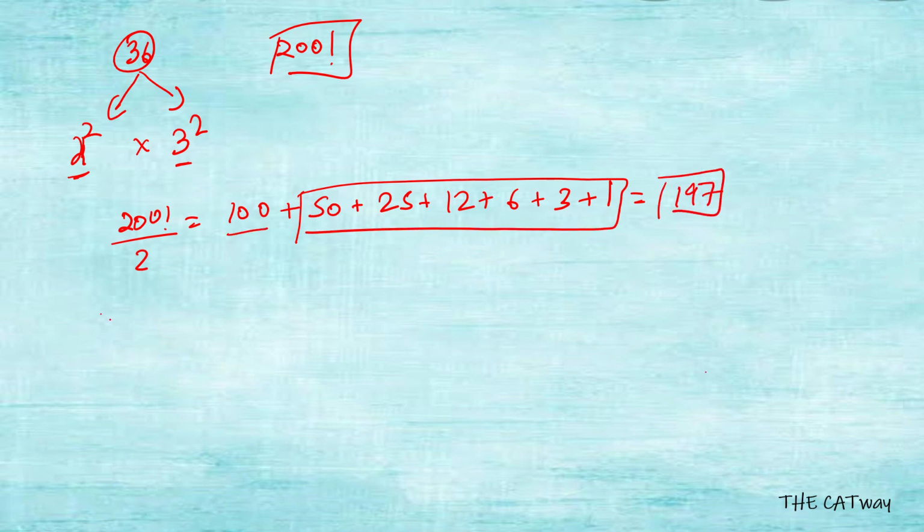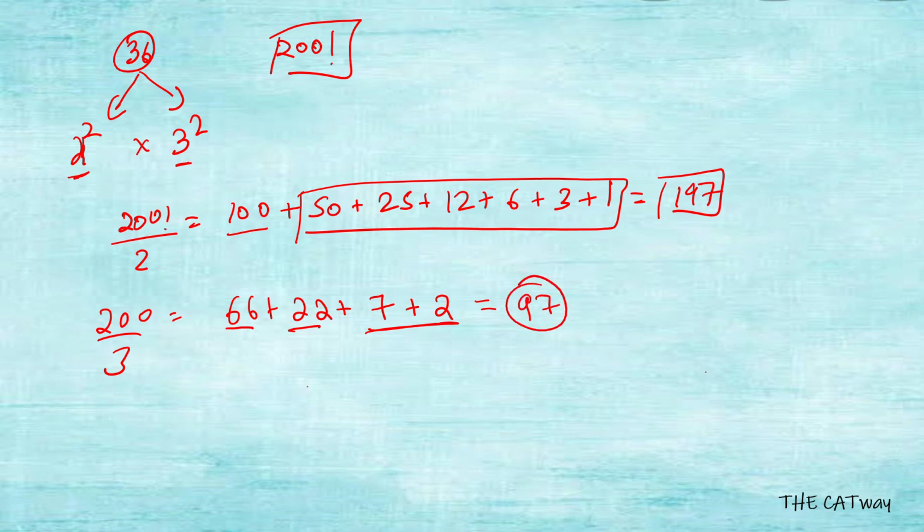Okay. Now for 200 divided by 3, what do we have? It will go 66 times. So 66, then 66 divided by 3 will be 22, then 7, and then 2. So what will be the answer? 66 plus 22 is 88, and 88 plus 9 would give me 97. So here we have 97.